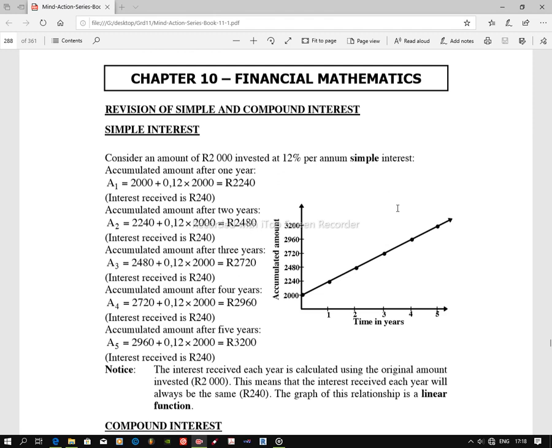So today we are doing chapter 10, Financial Mathematics. I'm just going to start with the basics for this chapter as usual, and then do some examples.